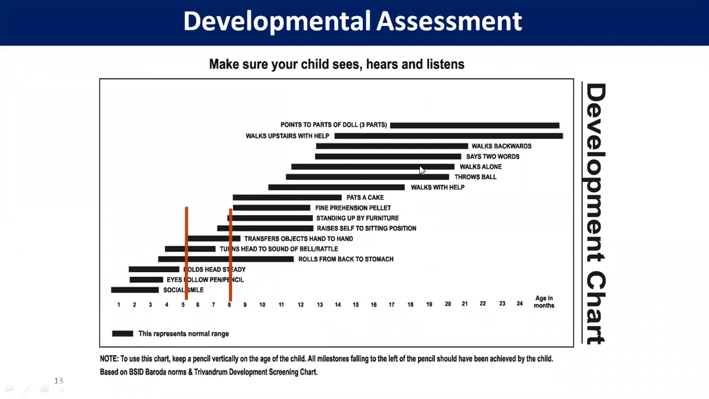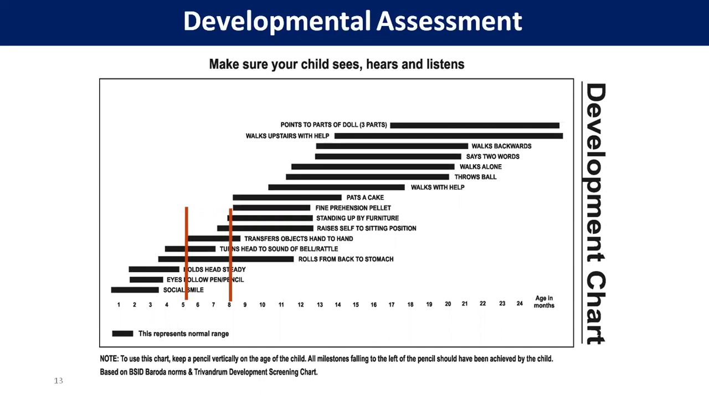Now, this is a chart for developmental milestones. You see what is the age of your kid, identify that age in months in the graph, and draw a vertical line over there. And you see how much black bar has been covered. If it is already covered fully, or at least more than 80%, that means those milestones should have been achieved. Suppose there's the red dot at 5 months: the social smile, eyes follow the pen or pencil, any red object, and holds head steadily should have been achieved by 5 months. If it's not there, that means delayed milestones.